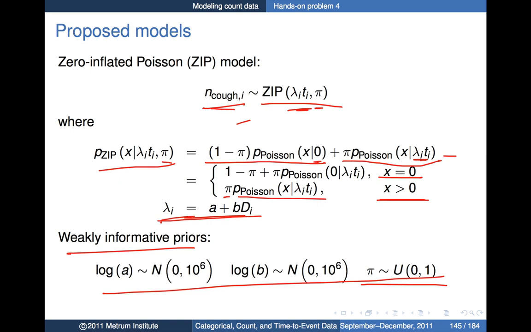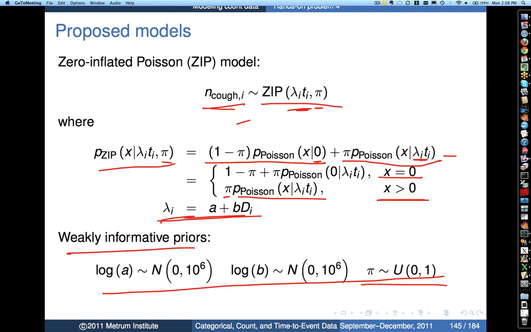I got a question from Dana, or a comment. It says, since ZIP is a mixture model, is pi the mixture fraction? Yeah, if we were talking about this in terms of the way NONMEM describes mixture models, yeah, I would call it a mixture fraction.